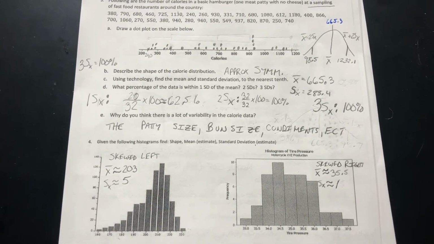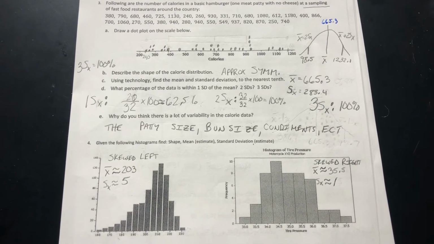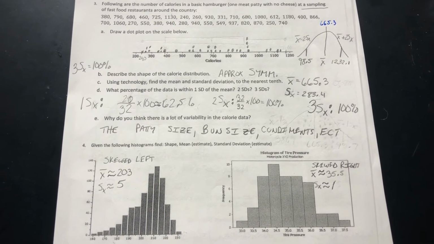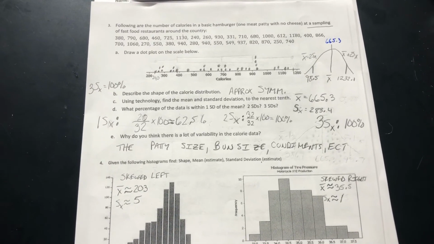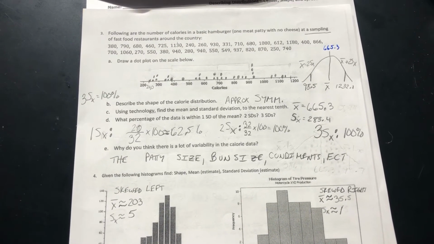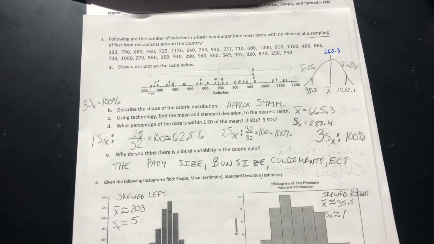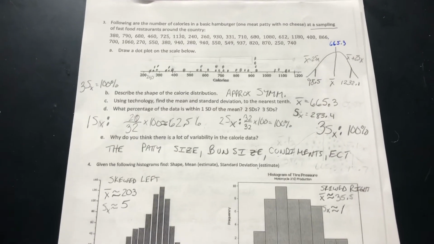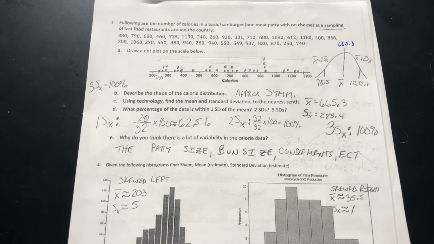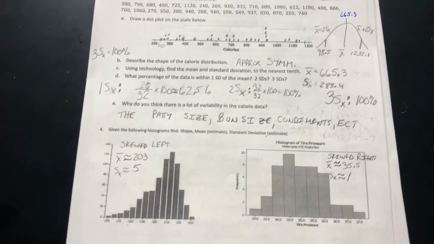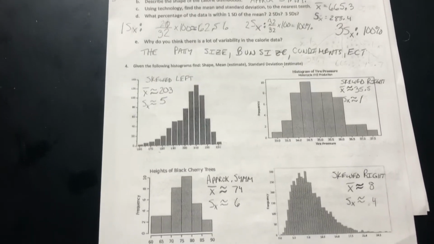E, why do you think there is a lot of variability in the calories data? Well, not all hamburgers are the same. Whether you go to McDonald's or Burger King or Wendy's or Five Guys, the burger size is different. Bun size could be different, and various condiments you put on. So that's going to give you a different caloric intake. Now we're going to take a look at the bottom.